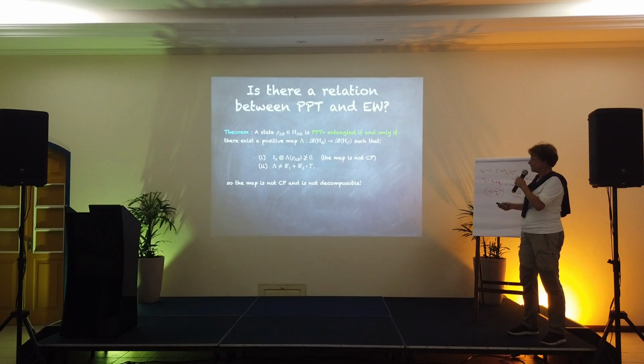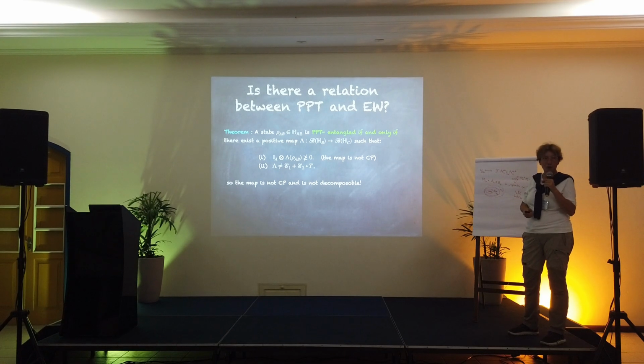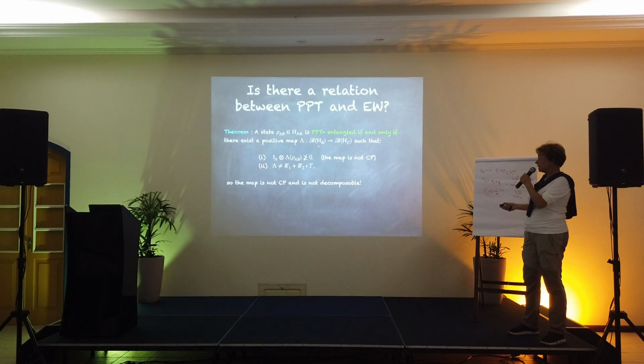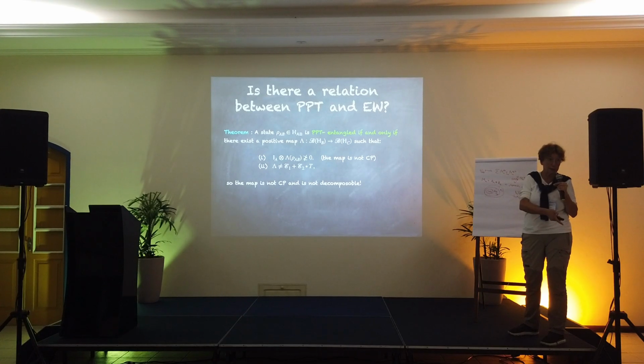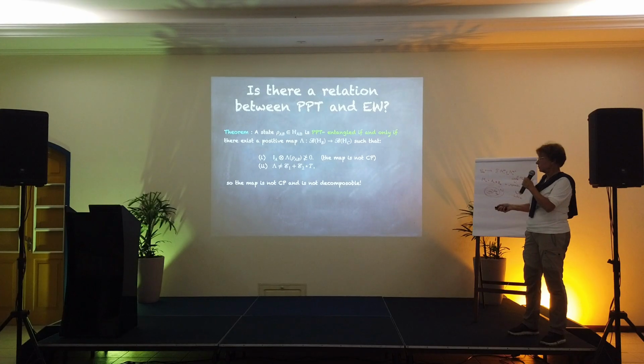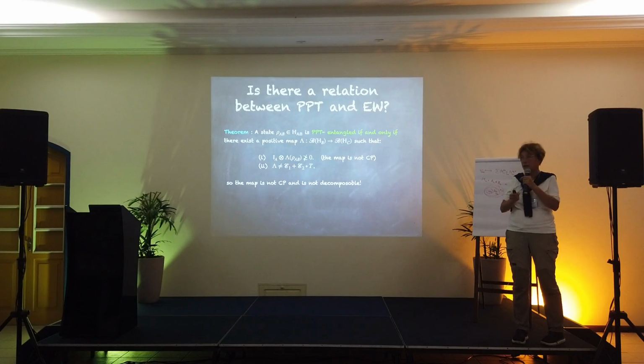Okay, so now I have a theorem. I say that a state is PPT entangled if and only if, sufficient and necessary, there exists a map such that the map is not completely positive, because it has to detect that the state is entangled. And if on top of that it detects that the state is PPT entangled, it cannot be decomposable. So any map which is not completely positive and not decomposable is able to detect a state which is PPT entangled.